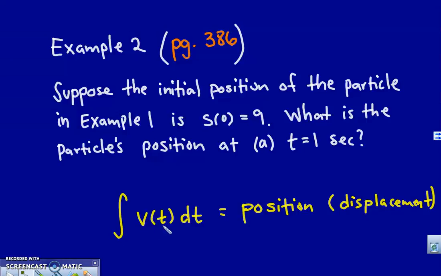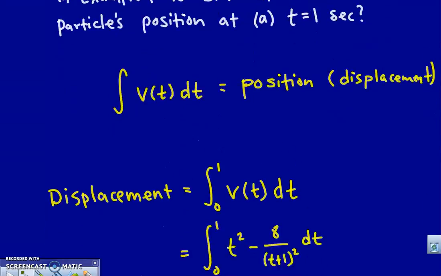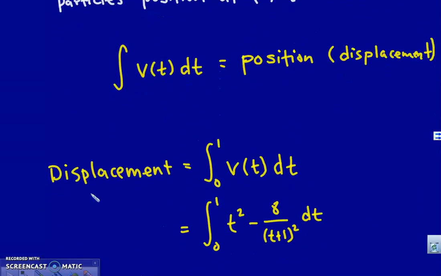When you integrate velocity with respect to time, you are given position or displacement. It's important to know this because the textbook right away gets into the displacement is equal to the integral from 0 to 1 of v of t dt. Or in other words, it's the integral from 0 to 1 of t squared minus 8 over t plus 1 quantity squared dt, because this is what's given for velocity.